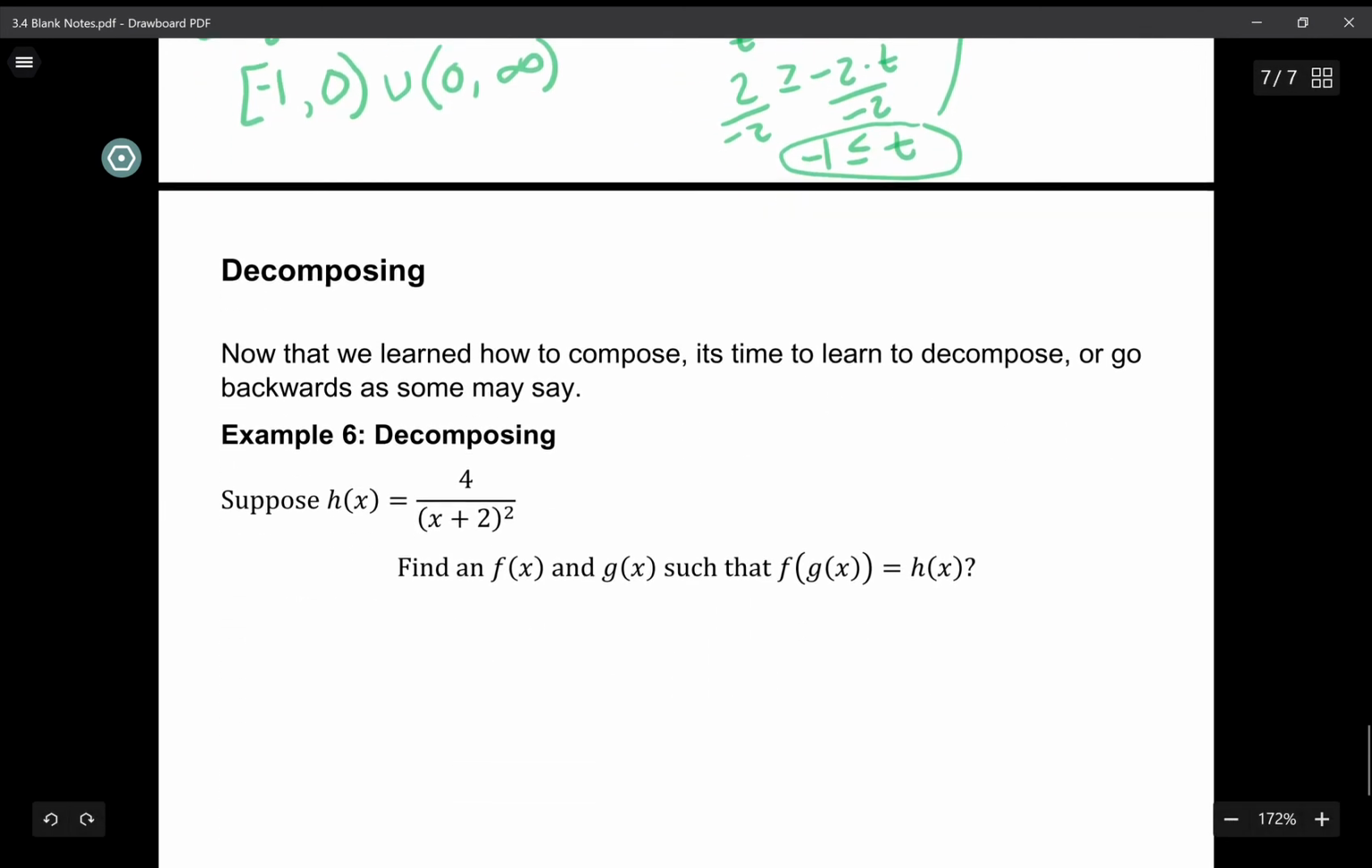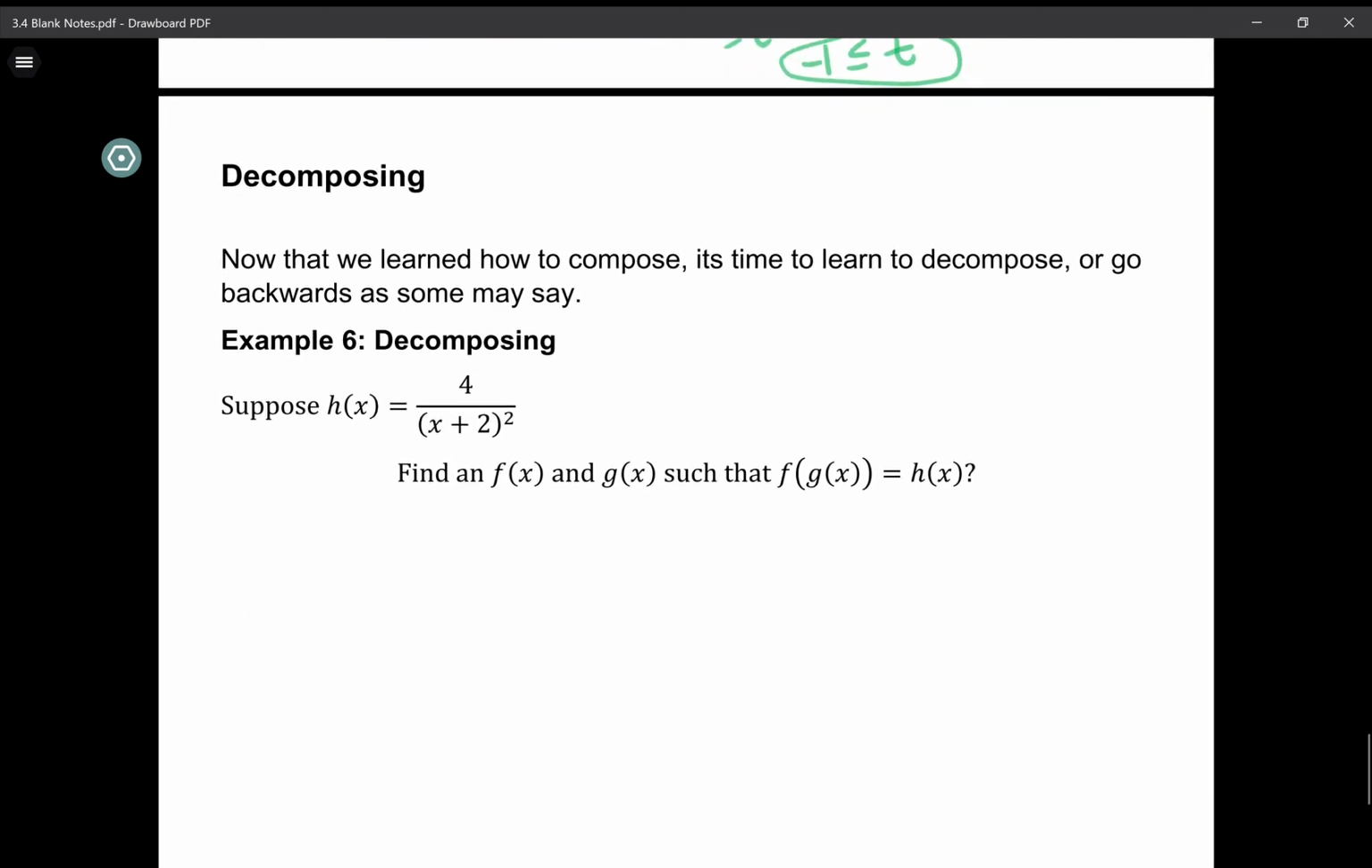All right, let's talk about decomposing. This is sort of like a puzzle. How do you figure out the functions that went together to make this function composition? So let's look at an example. We have this function h of x equal to 4 divided by x plus 2 squared. We want to think of it as two functions that were composed together, f of x and g of x. Is there a way that we can do this?